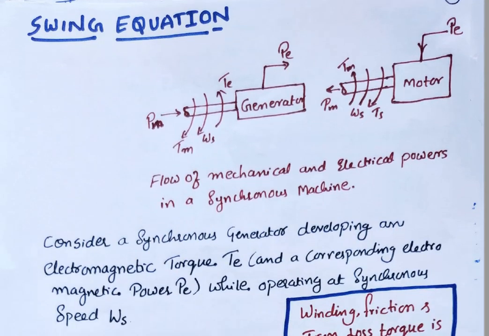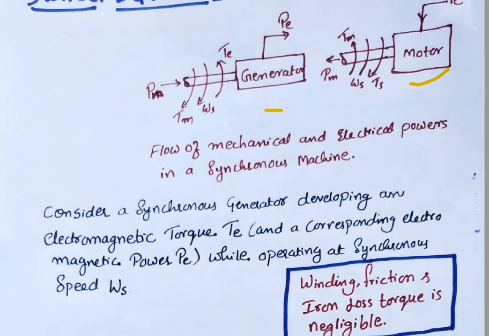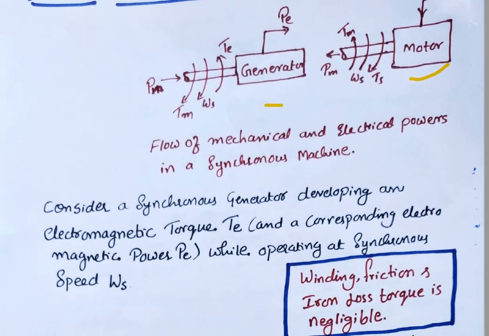Now coming to the swing equation. Basically the swing equation describes the dynamics of a synchronous machine. Now let us consider generator and motor. This is very important. Let us derive it for the synchronous generator.